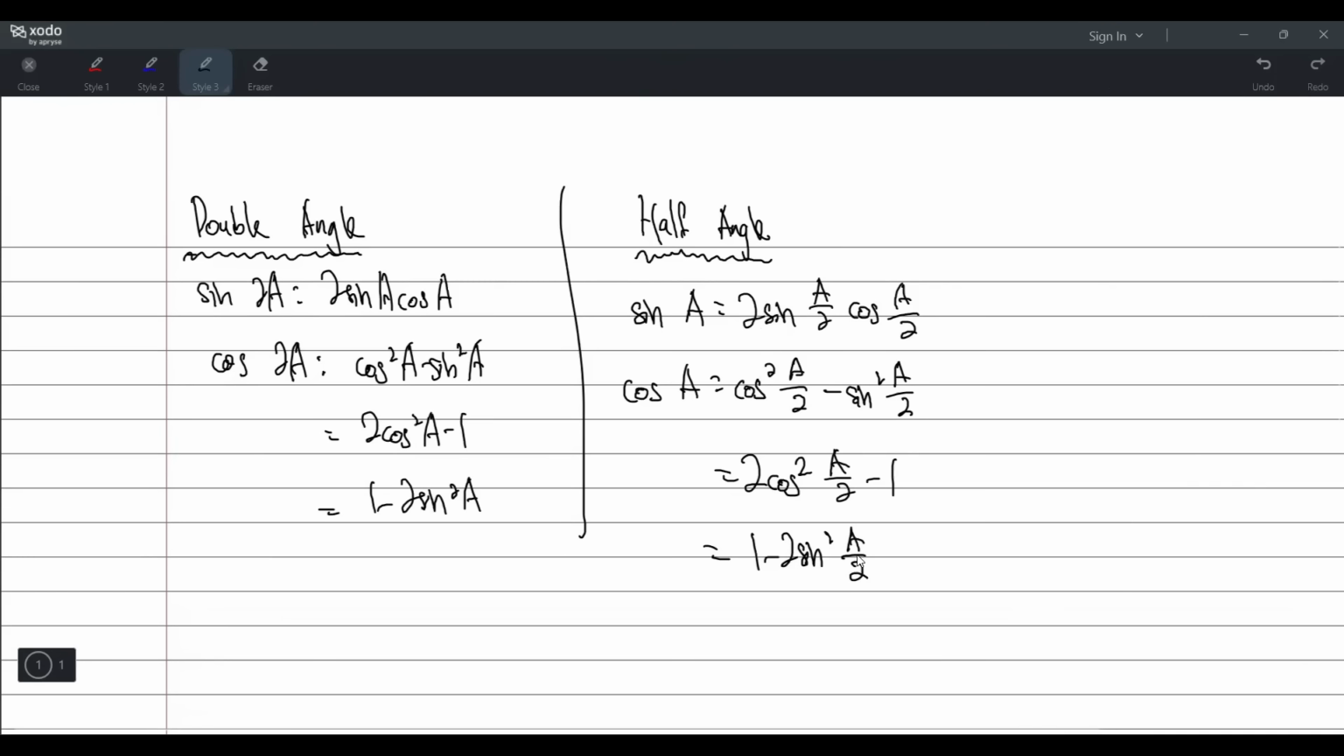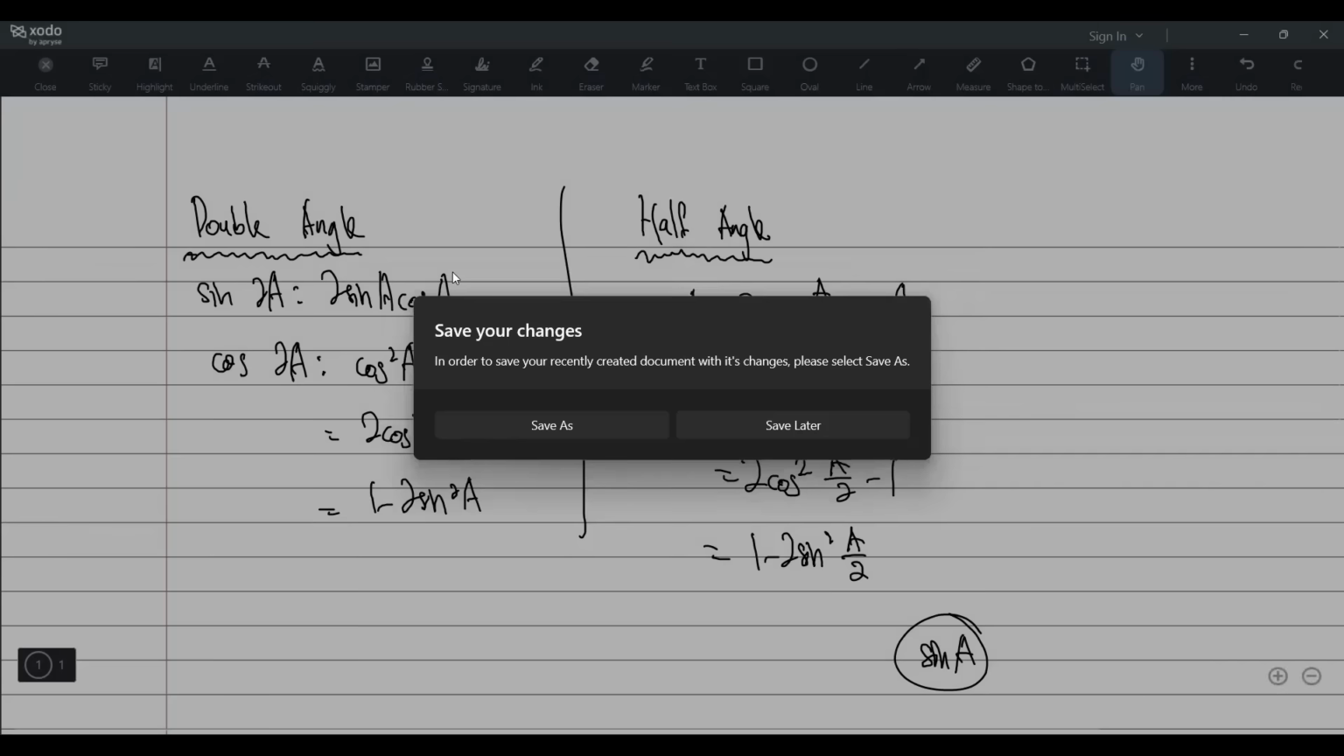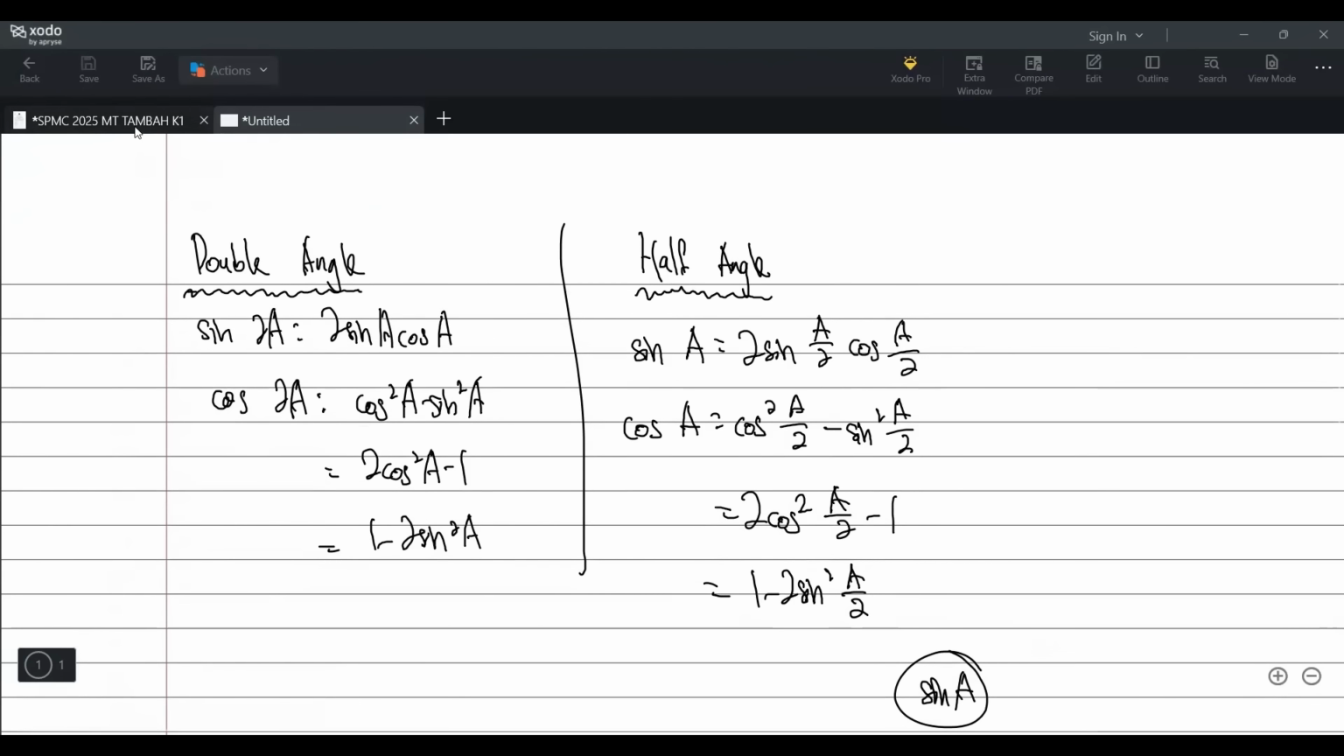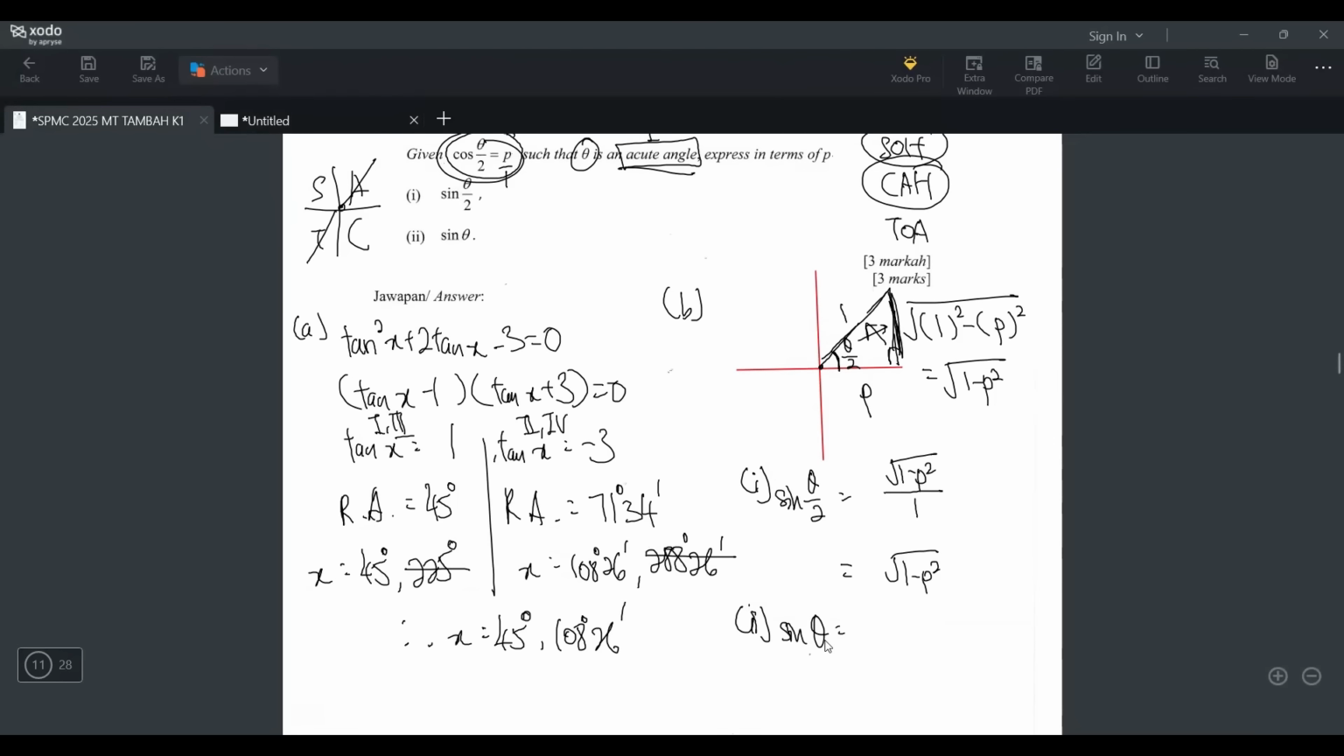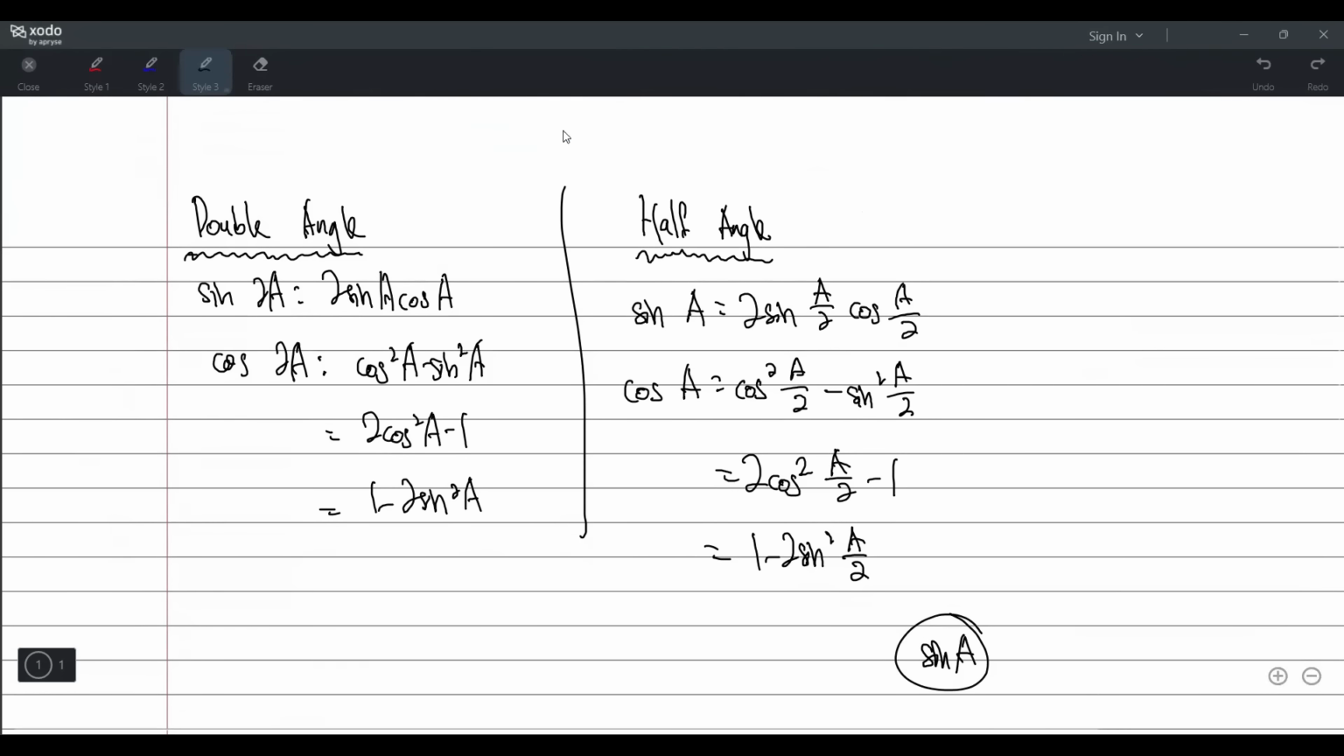And in this question, what I'm trying to find is sine A, right? I'm trying to find sine theta, but I'm trying to use the diagram, and the diagram is theta over 2. So tell me which formula can help you find sine A using A over 2. This one, right? Sine A is actually 2 sine A over 2 cos A over 2. And for this, later you can refer to your diagram.